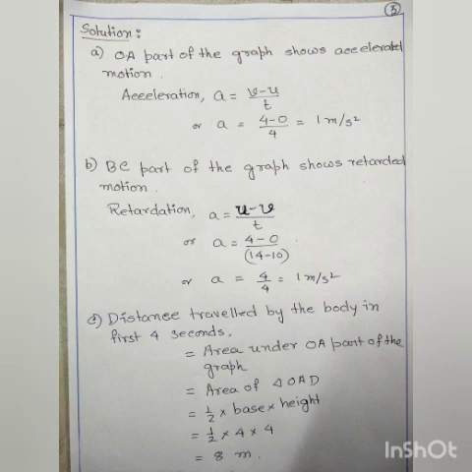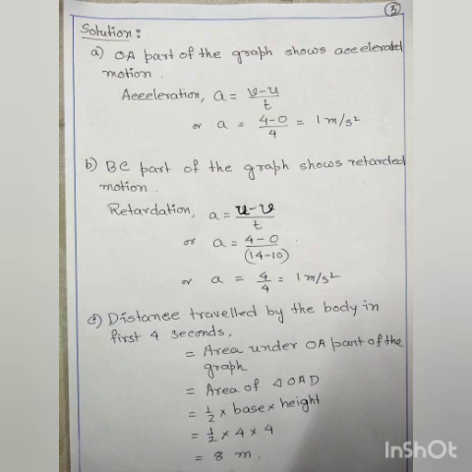Question A, the OA part of the graph shows accelerated motion here. And what will be the acceleration? Acceleration is final velocity minus initial velocity divided by time. So here v is equal to 4 meter per second and initial velocity u is 0 meter per second and time is 4 seconds. So acceleration we will get 1 meter per second square.